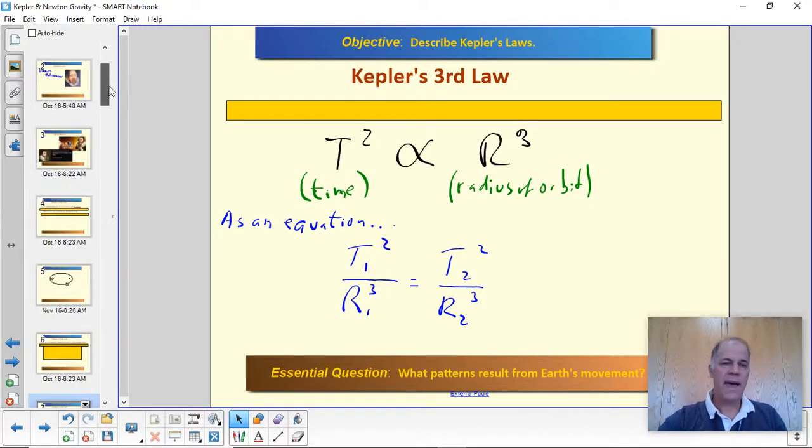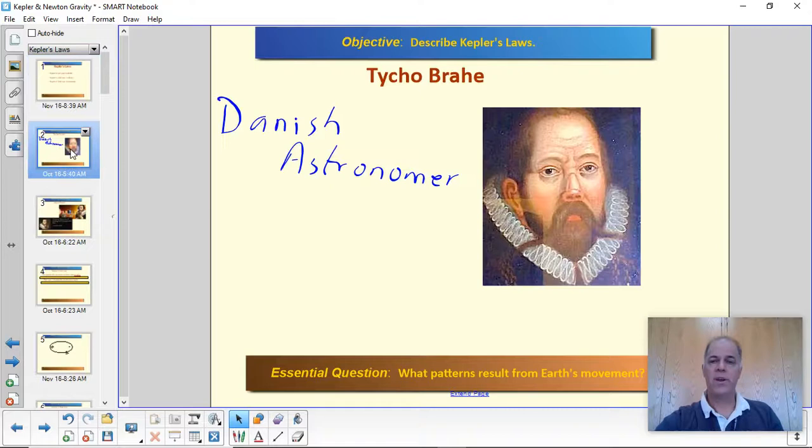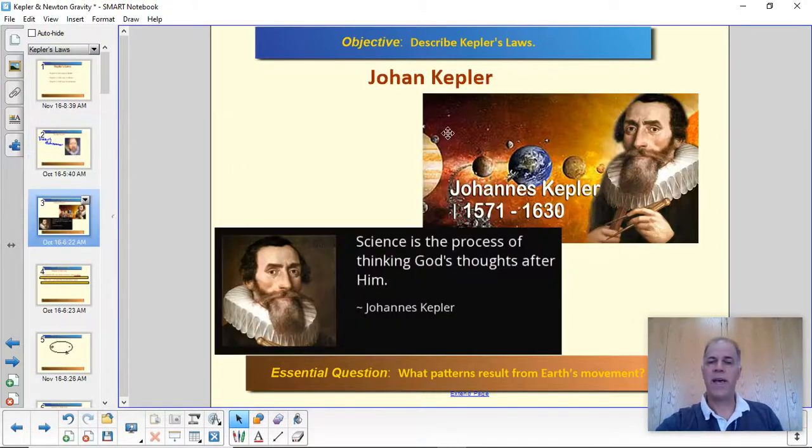Let's see, that's what we have. So we learned about Kepler's first law, second law, and a little bit about the third law. We learned how to make an ellipse, and we learned a little bit about this weirdo Tycho Brahe and this brilliant guy Kepler. Now, you may be wondering, why do we care about this stuff?